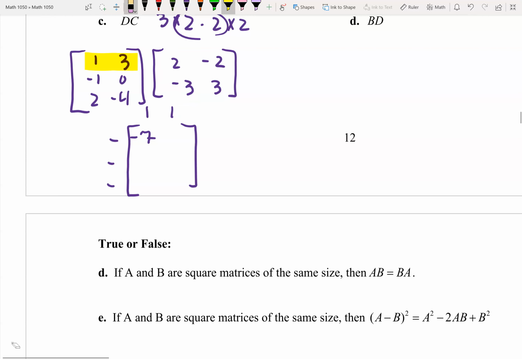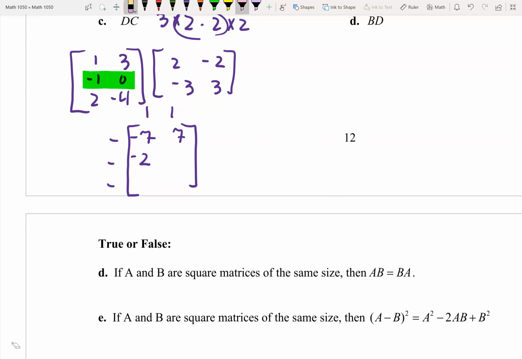Now I'm going to change columns. So I'm here. The 3 on the yellow 3 comes down. 1 times negative 2 is a negative 2. 3 times 3 is 9. 9 minus 2 is 7. Now I'm going to change everything. So I'm going to change rows here and go to the first column. Negative 1 times 2 is a negative 2. 0 times negative 3 is a 0. Negative 2 and 0 gives me a negative 2.